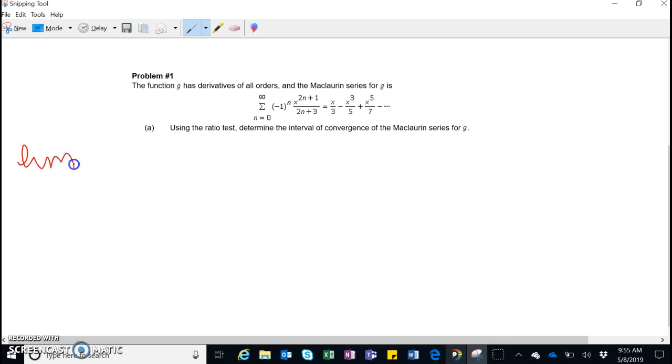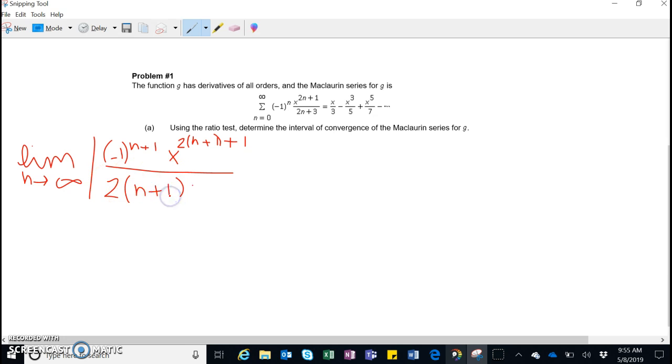That's the limit as n approaches infinity of the absolute value of the next term. So (-1)^(n+1) times x to the 2, I'm going to open up a parentheses here where the n was and put my plus 1 on the outside, and then I'll drop in the n plus 1 inside. That's what that means for the next term. Same thing down here, I'm going to have 2 parentheses n plus 1 plus 3.